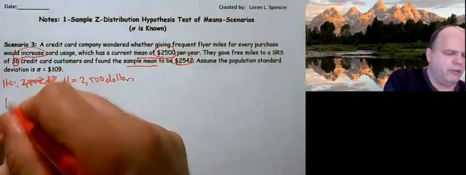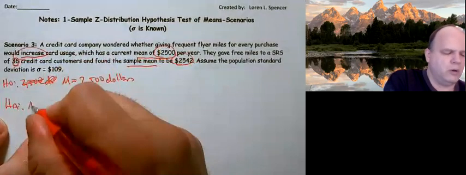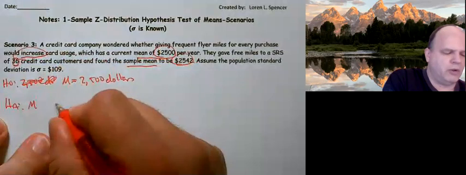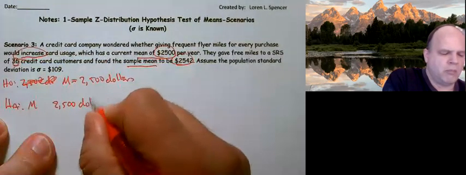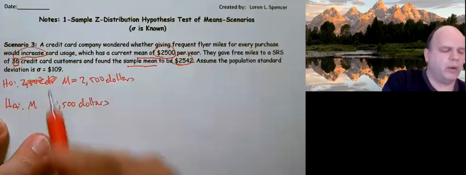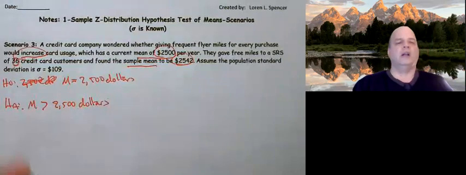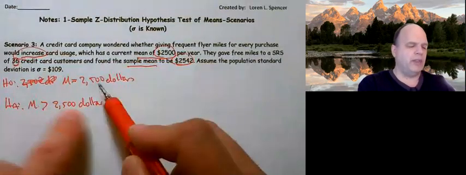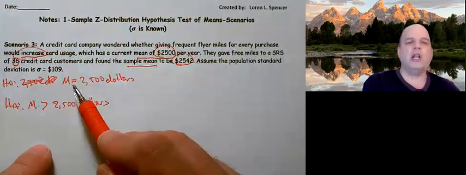The alternative is going to be mu, and it's also going to be $2,500. But they wonder if it's increased, so they wondered if it's gotten greater. Once again, the mu is the same. We just have to figure out our inequality, and the null hypothesis is always going to be equal every single time.